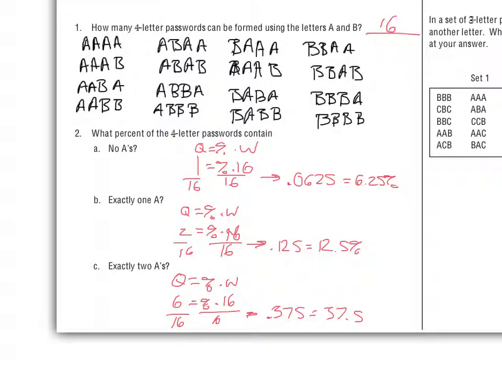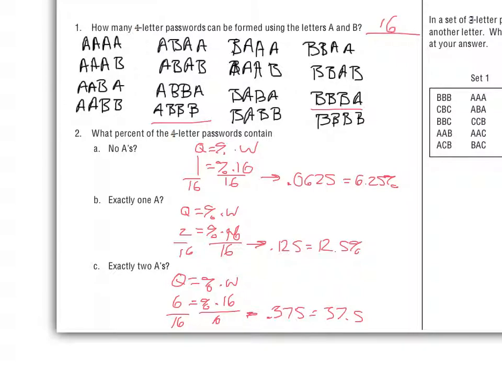Alright, just a quick check-in so far. Looking at these three problems, we should have that there are two combinations that have exactly one A. Exactly one A is ABBB and BBBA. So those are 2 out of 16.